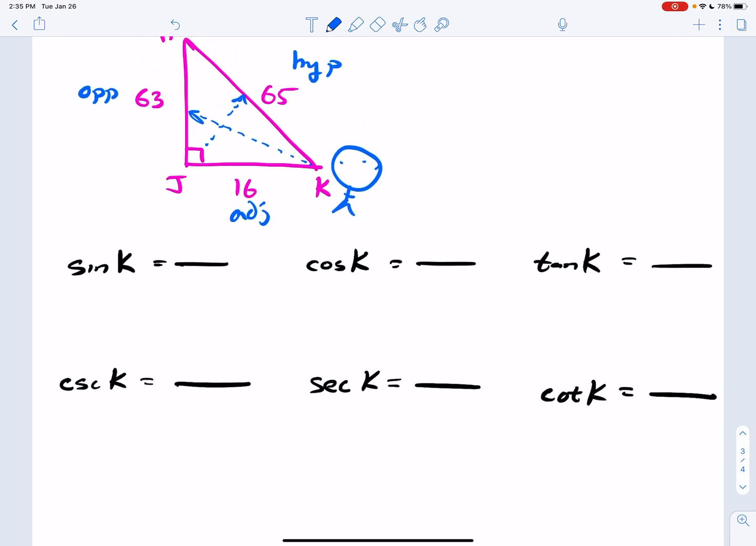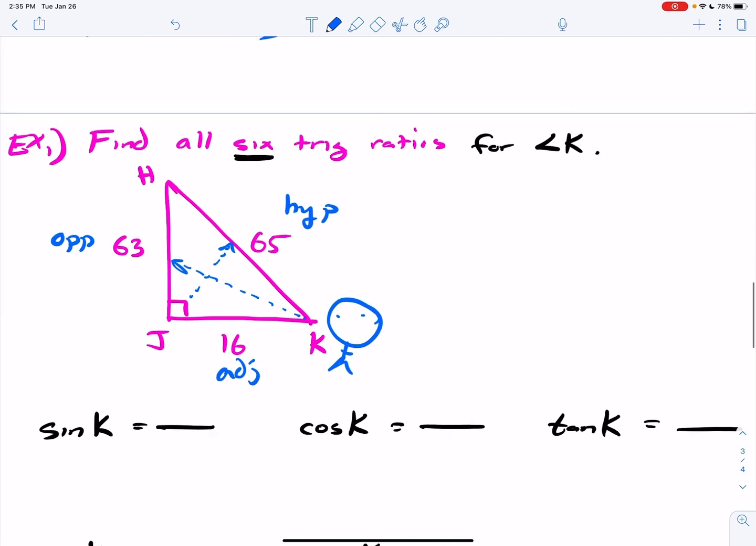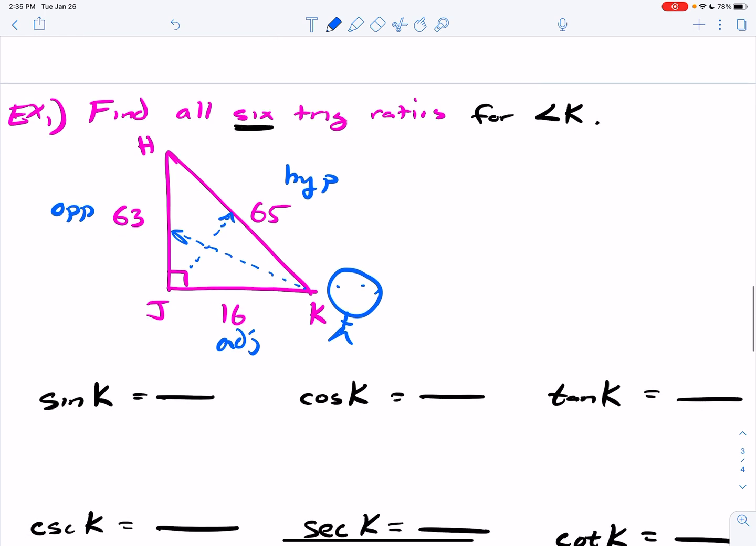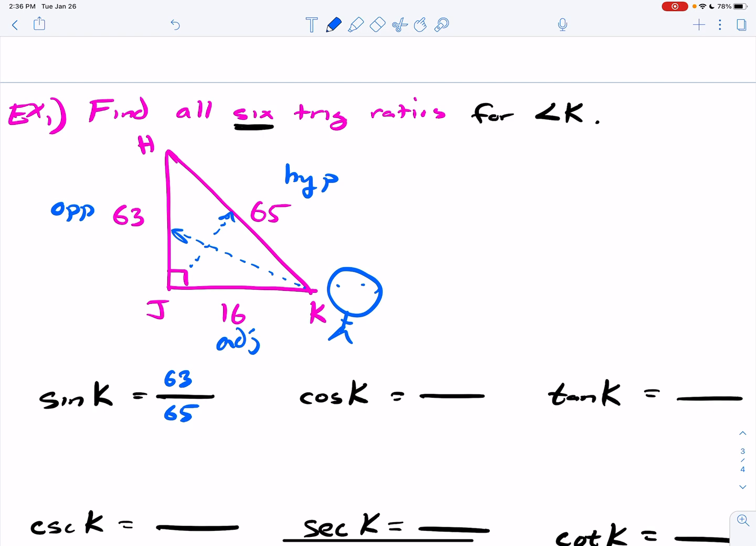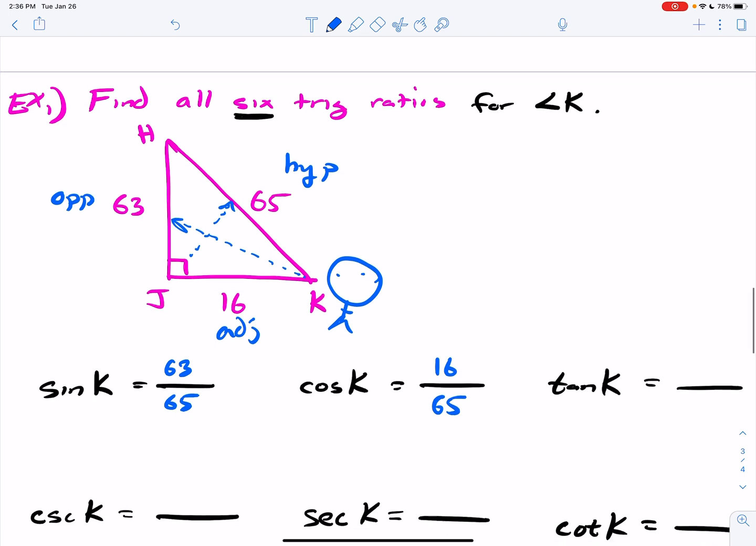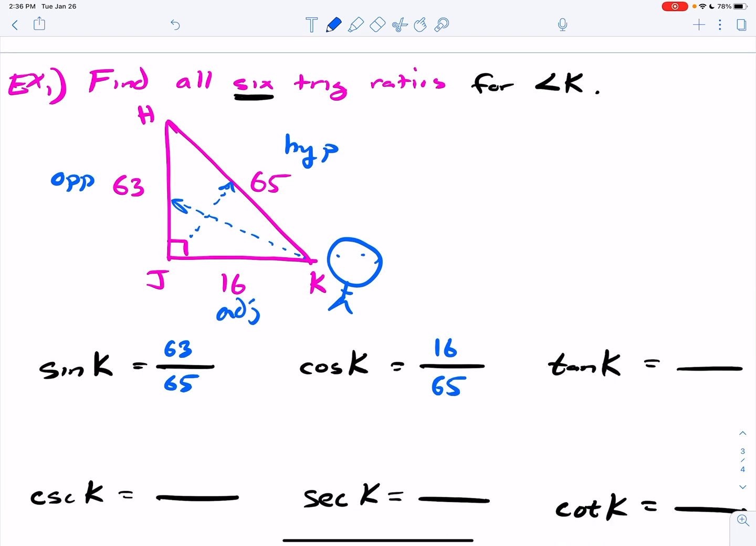I want you to go ahead and do the first 3, sine, cosine, and tangent, and press play whenever you're ready. So sine of K is O over H, so opposite 63 over hypotenuse 65. Cosine is CAH, adjacent over hypotenuse, so that's 16 over 65. Tangent is TOA, so opposite over adjacent, which is 63 over 16.